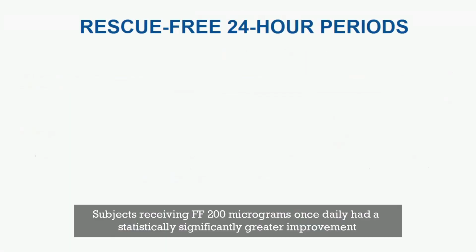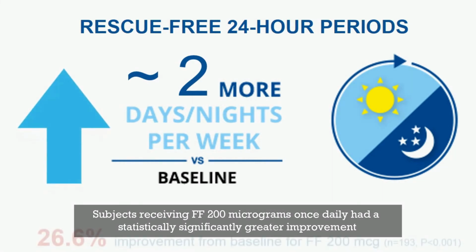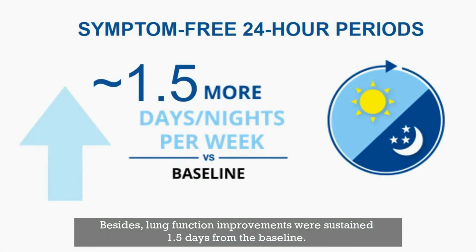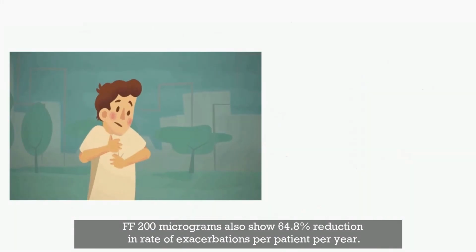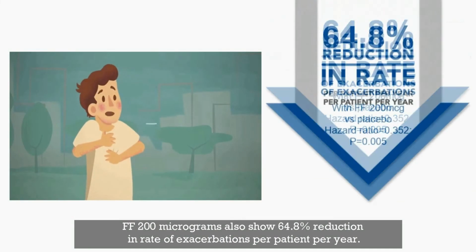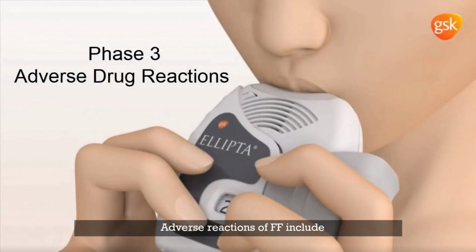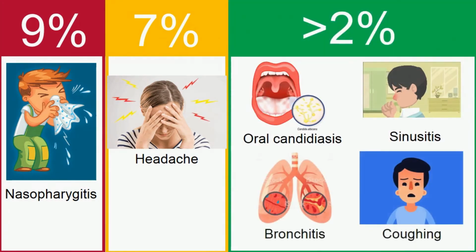Subjects receiving FF 200 micrograms once daily had a statistically significantly greater improvement in days without the need of emergency medication. Besides, lung function improvements were sustained from the baseline. FF 200 micrograms also showed a 64.8% reduction in rate of exacerbations per patient per year. Adverse reactions of FF include nasopharyngitis, headache, oral candidiasis, sinusitis, bronchitis and coughing.